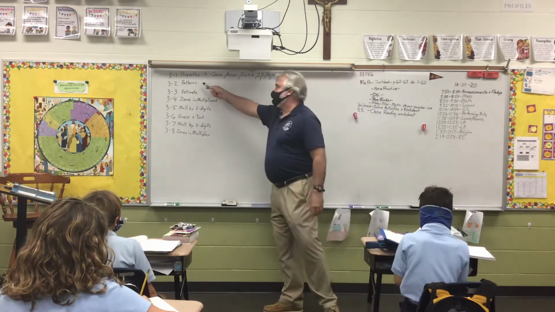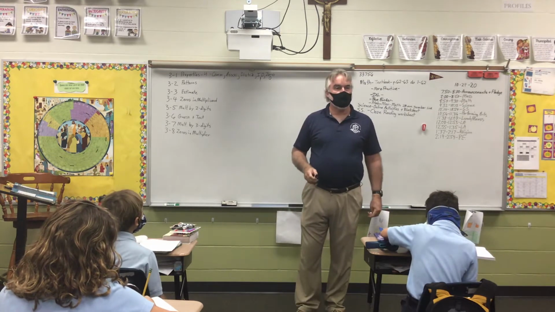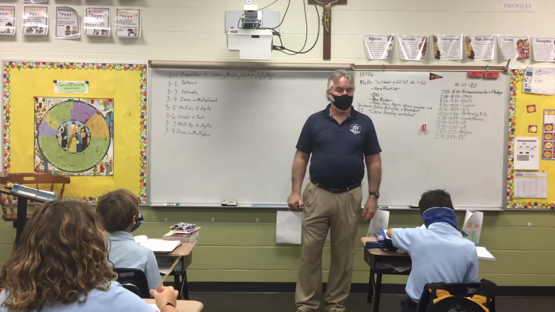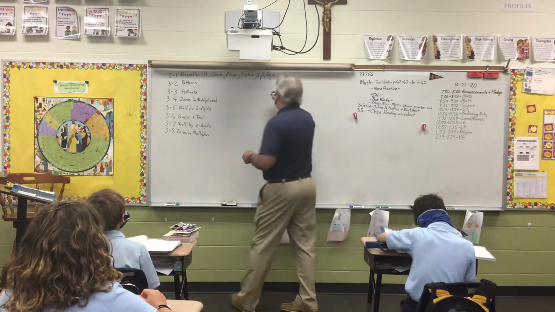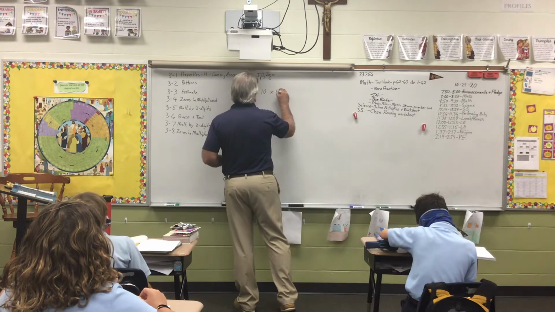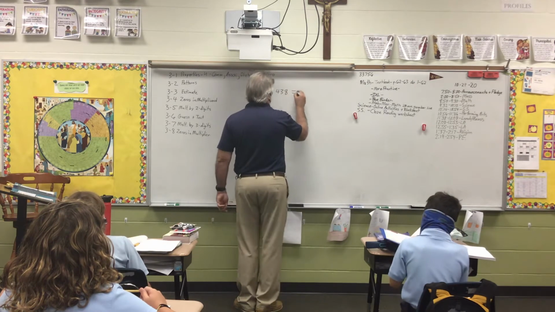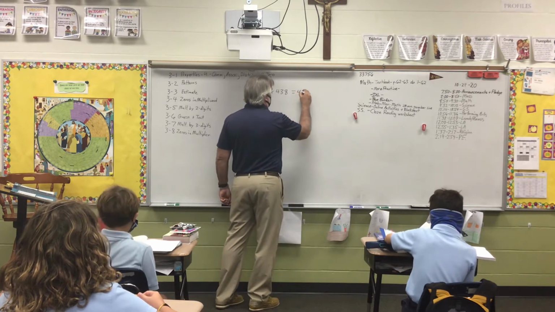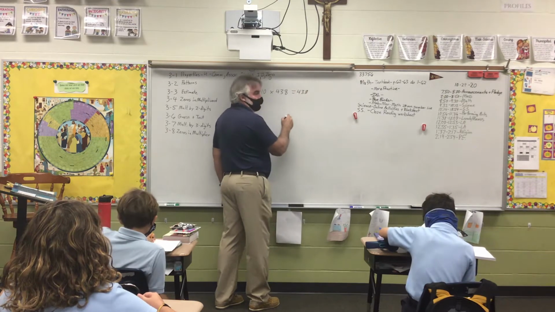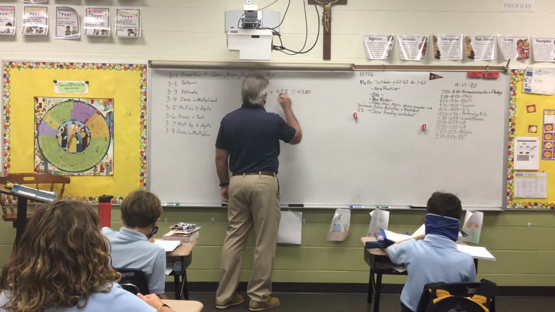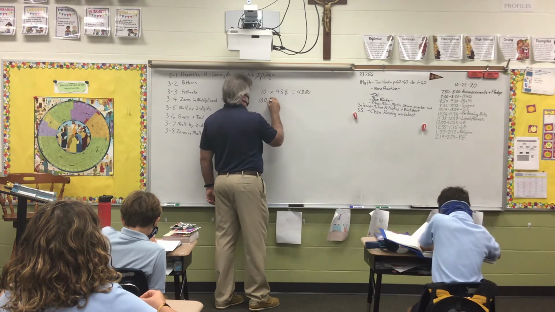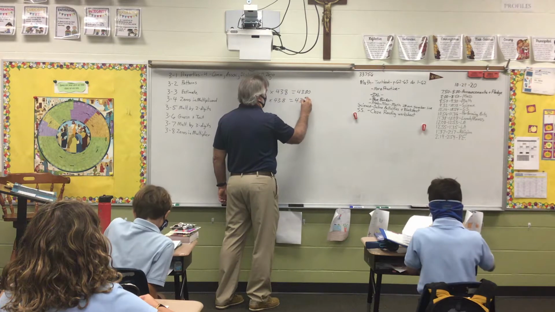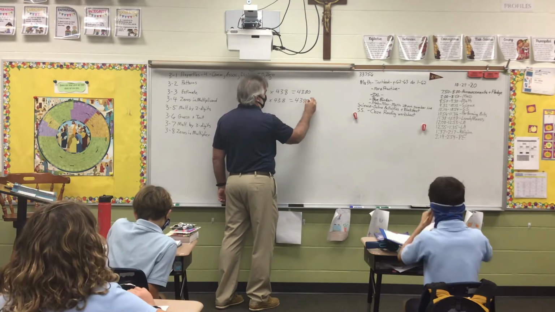Okay? Next was patterns. This was 1 times or 10 times 438. Okay? Equals what? 4,380. 438 with a zero. 100 times 438 is 43,800. 438 with 2 zeros. Okay?